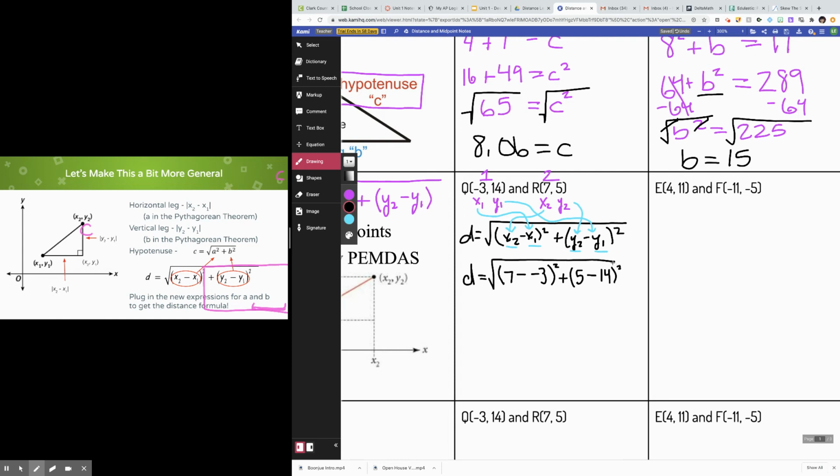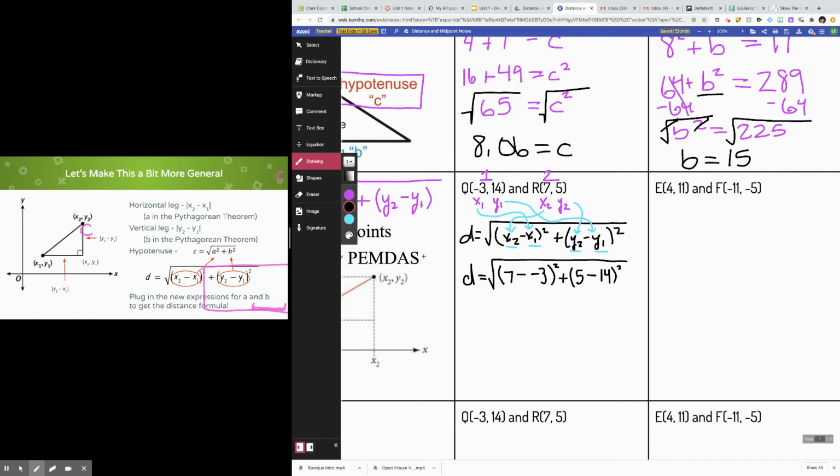And I have my squared here at the end, right? So that's step 1. Take the information, or label your points. Step 2, take your information and plug the numbers into the distance formula. So now, after this, I need to simplify using PEMDAS. That's your next, or really your last step.